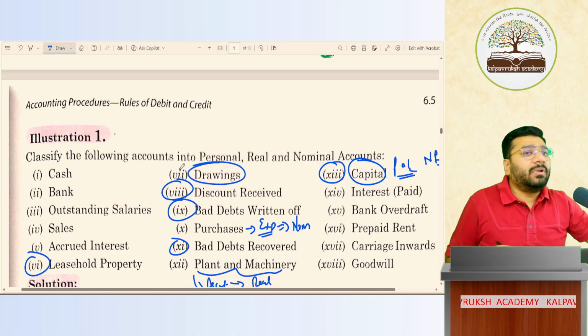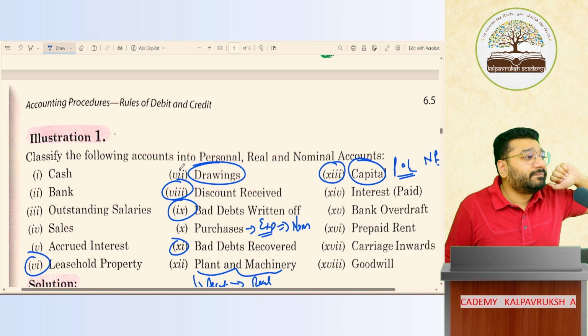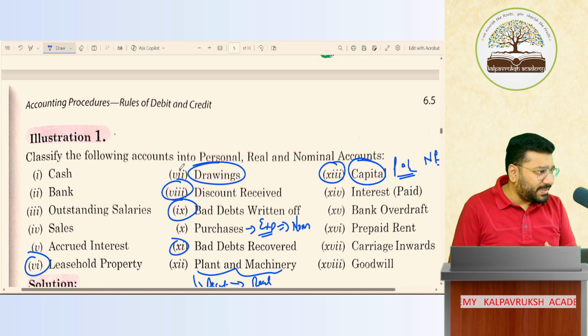Drawings means what? Drawings is of two types. One is personal drawing, one is impersonal drawing.